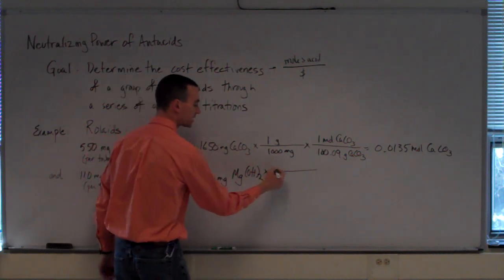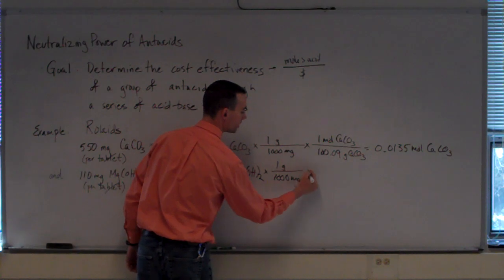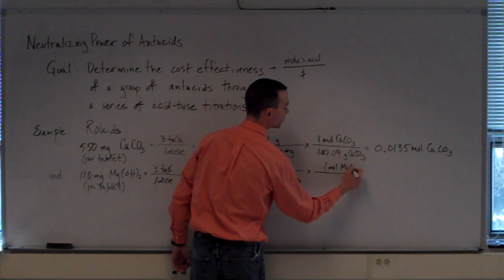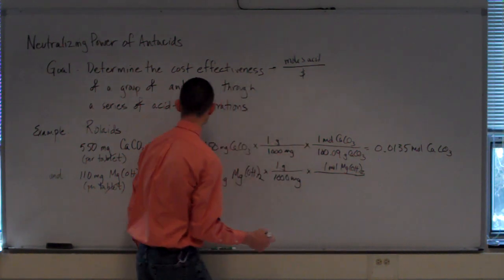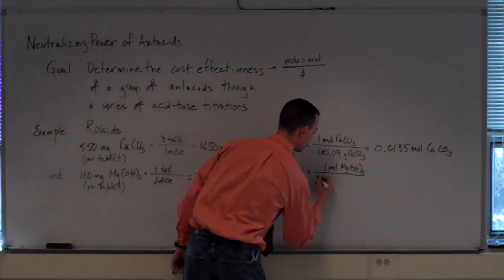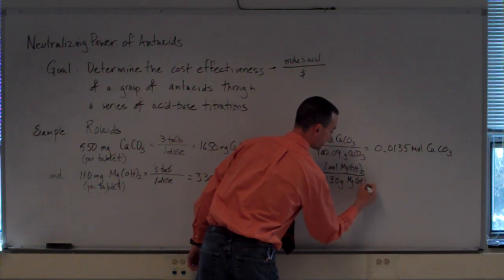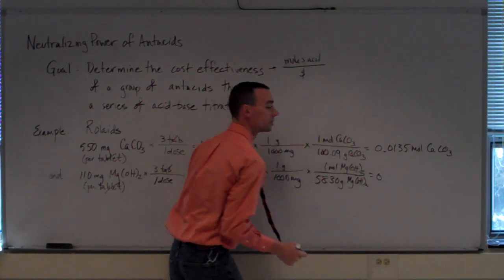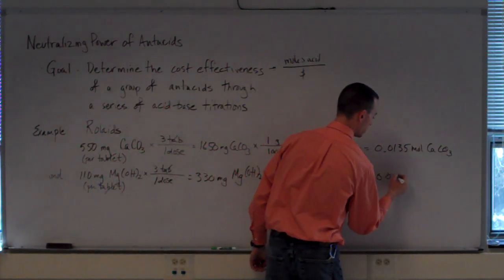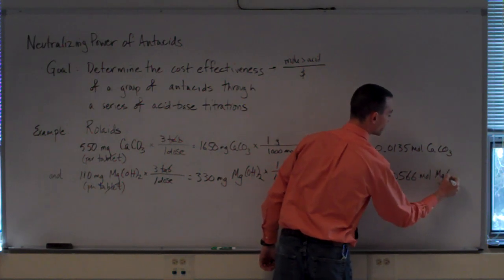The magnesium hydroxide, on the other hand, again, 1 gram is 1,000 milligrams. It has a different molar mass. A mole of magnesium hydroxide has a molar mass of 58.3 grams. So that means that a dose contains just 0.00566 moles of magnesium hydroxide.